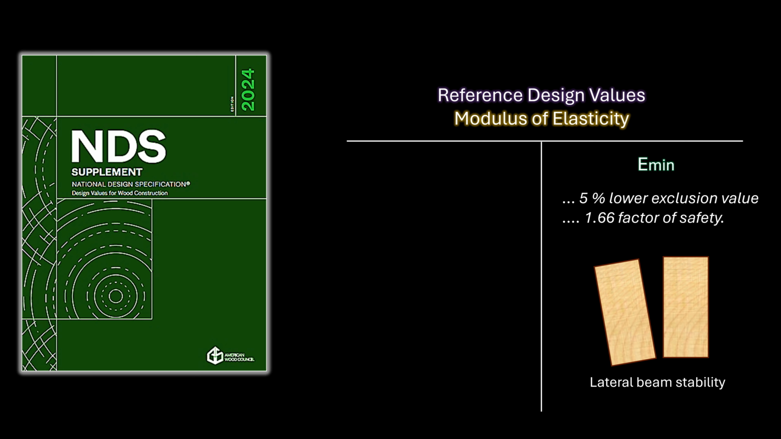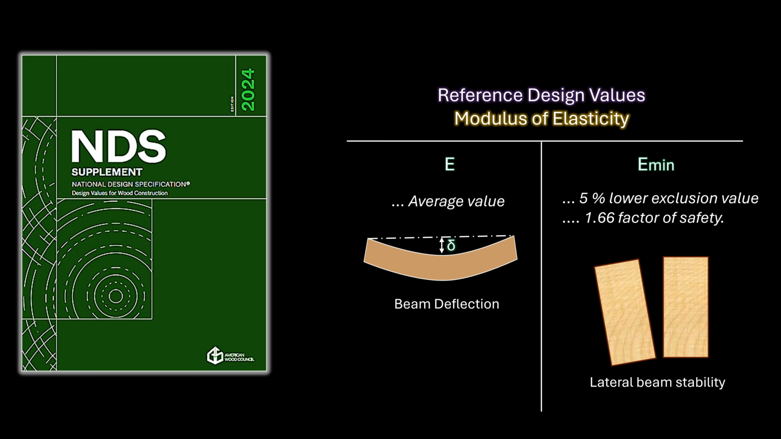The other much higher value of the modulus of elasticity is the reference modulus of elasticity, or E. This is the modulus of elasticity that is used in deflection calculations. Unlike E-min, which is a 5% lower exclusion value with a 1.66 factor of safety, the reference modulus of elasticity is an average value, which means that if you take a sample of individual lumber pieces and test them to determine the modulus of elasticity, it is highly likely that some will have a modulus of elasticity exceeding this value and others will be less than this. Therefore, E is always higher than E-min, which is used in beam stability calculation.